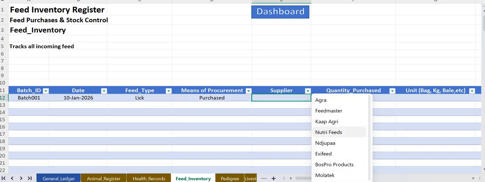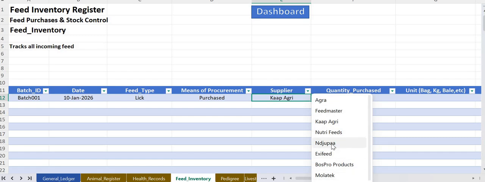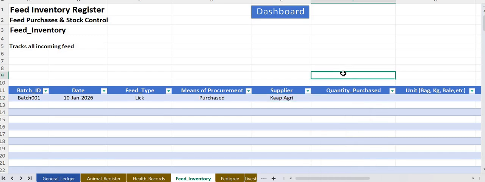So we've got different suppliers here. Let's go to Feedmaster. All right, we bought it from Feedmaster, or maybe from Cap Agri. Depending on where you are, maybe even from Epol, Voermol, or wherever. So the quantity that you purchased, let's say for example, maybe you purchased 10. Now 10 what? This depends on the type of feed that you bought. Is it a bag, is it in kgs? So we bought 10 bags.